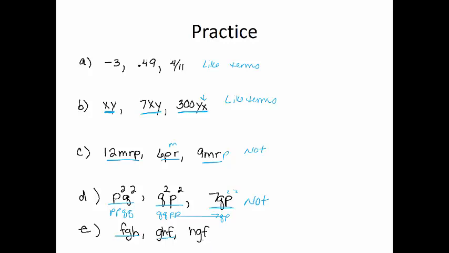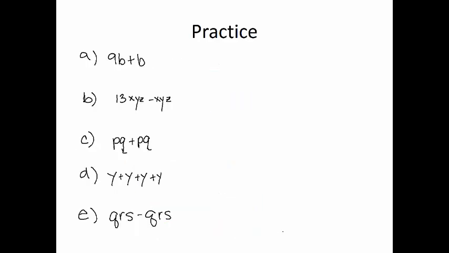FGH, GHF, HGF. These are like terms, they're just in different order. Alright, so when things are like terms, that means you can combine them. That means that you can add or subtract them. Let's do two of these together.